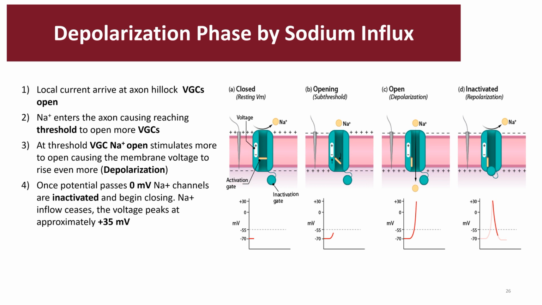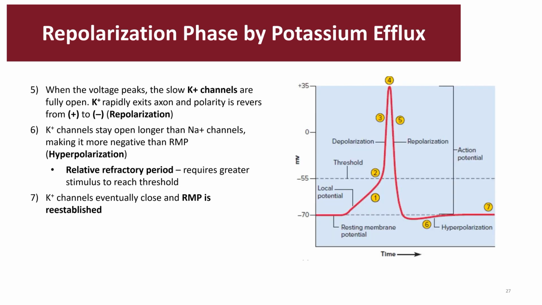At the threshold, this is when the voltage-gated sodium channels are opened, and now depolarization occurs. Once you get to about 0 millivolts, this is when the channels are starting to inactivate and begin closing, and now the voltage peaks at approximately 30 to 35 millivolts. Step number 5 is when the voltage peaks, the potassium channels now are fully open. This will then lead to the rapid efflux of potassium out of the cell, reversing that charge so that this is going to make the inside of the cell more negative, and it's going down this graph.